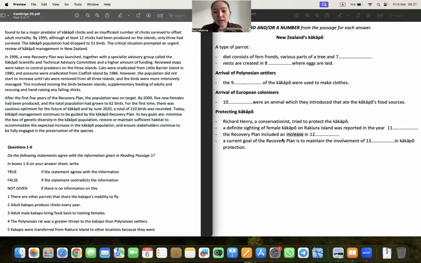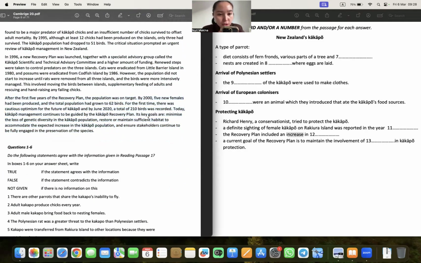A current goal of the recovery plan, keyword: goal, a current goal. Adjectives are very important, please try to keep that in mind. A current goal is a keyword, the recovery plan is a keyword. To maintain is also an action. Actions, adverbs, time markers, adjectives are all keywords. The involvement of blank in kākāpō protection. So protection, let's find out the answer.